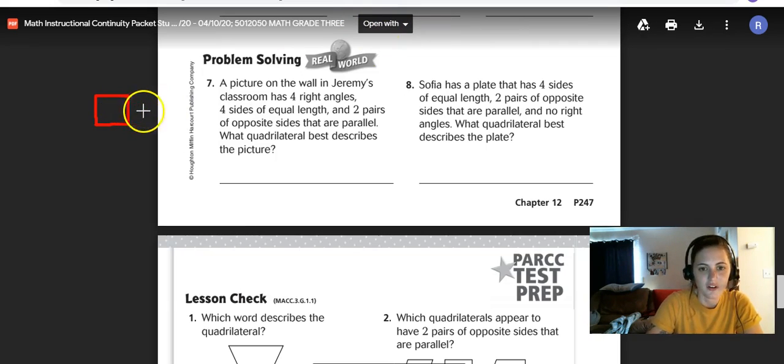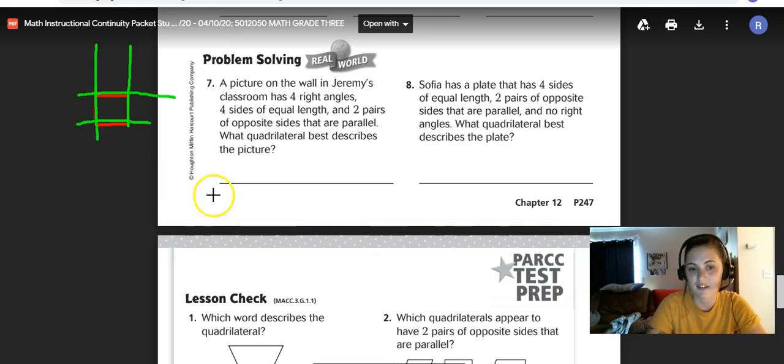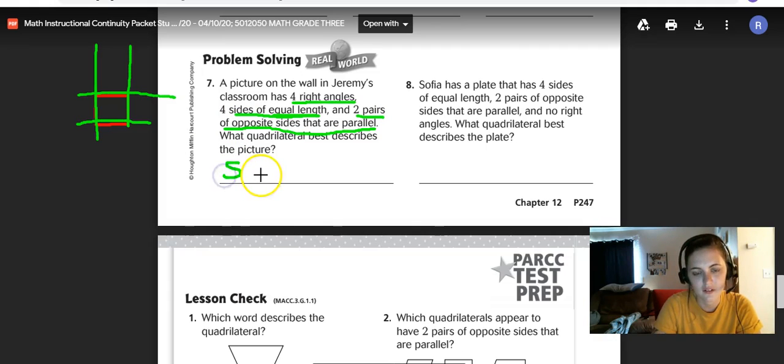So now we have to make sure they have 2 pairs of parallel sides. So these ones can run on forever. Okay, good. And these ones can run on forever. Well, to me, this looks like a square. And that is going to be the only quadrilateral that has the 4 right angles, the 4 equal sides. So we have 4 equal sides, 4 right angles, and 2 pairs of opposite sides that are parallel. All of those are going to tell you that this is a square. And excuse my handwriting on here. It is a little difficult.